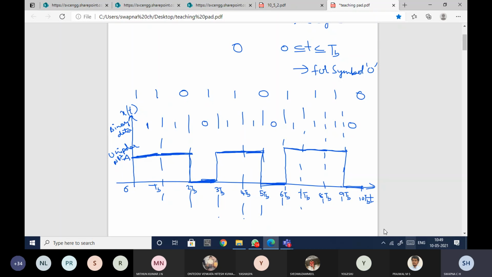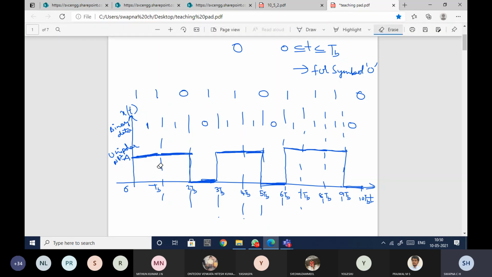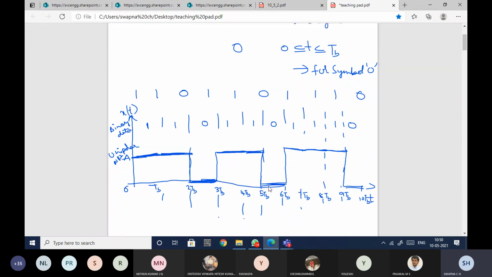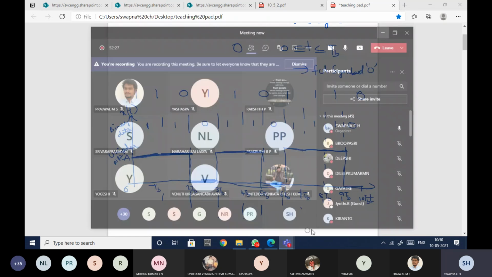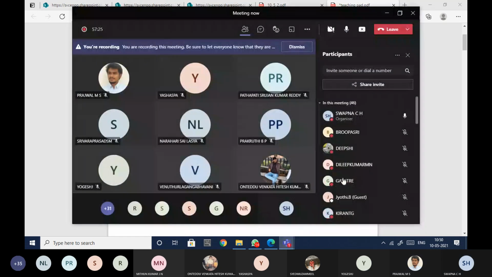Okay, is this clear? This is only to show you the division. I have drawn it. If you are okay with it, you need not even draw this. Is this unipolar NRZ format clear?